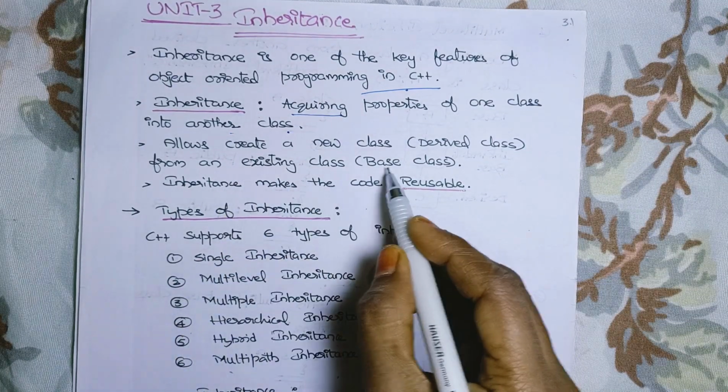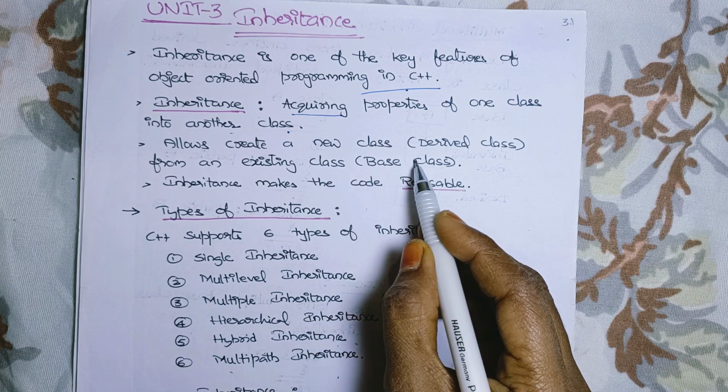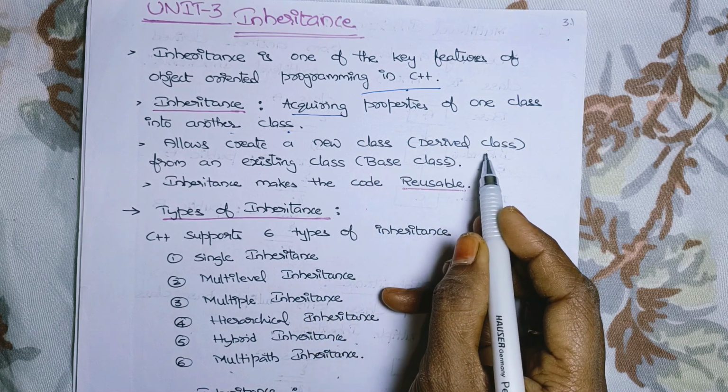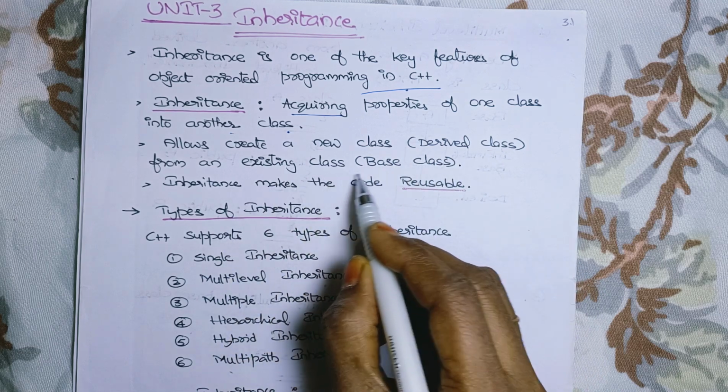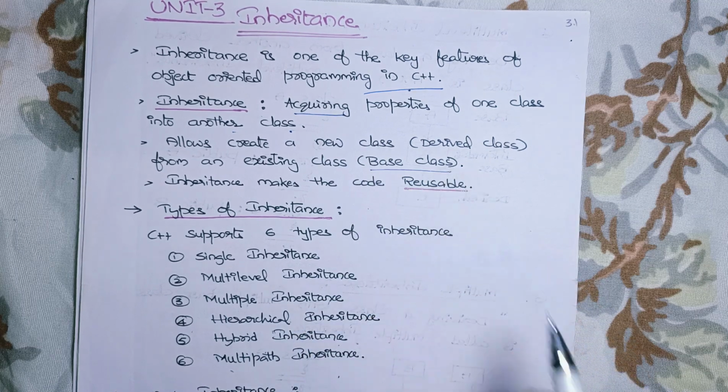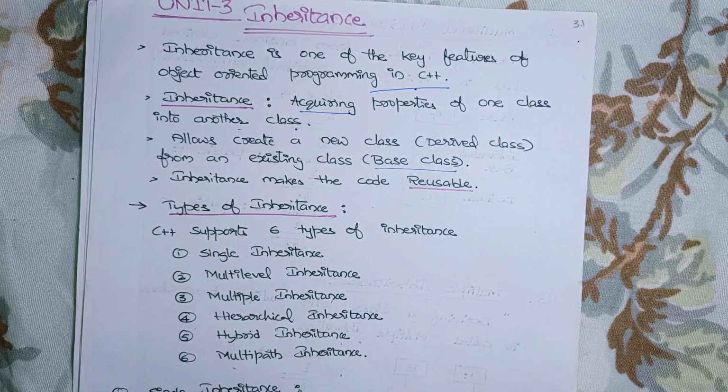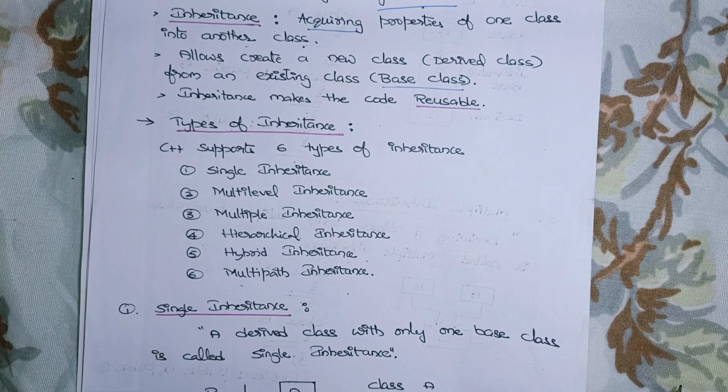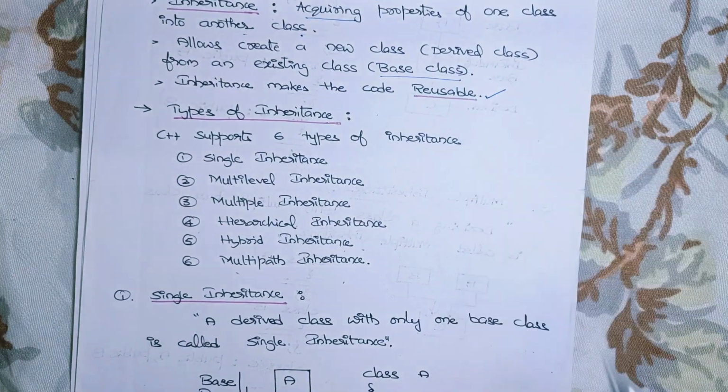Inheritance allows us to create a new class, a derived class, from an existing class, which is the base class. Inheritance makes the code reusable, which means that we can reuse the code.